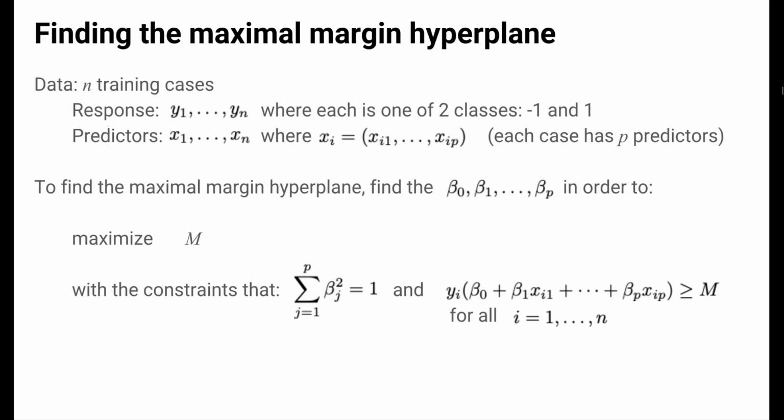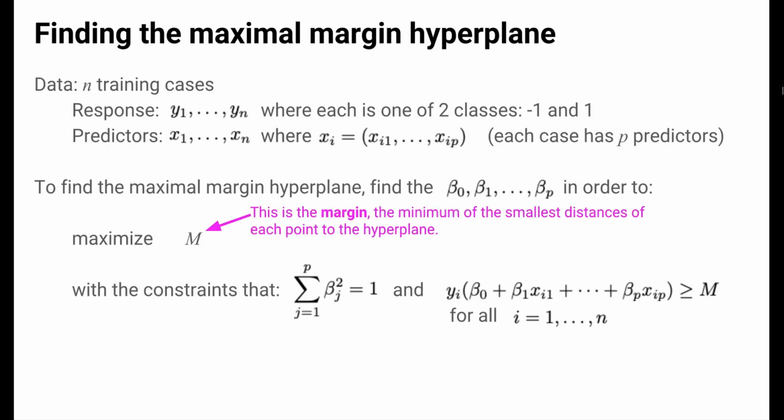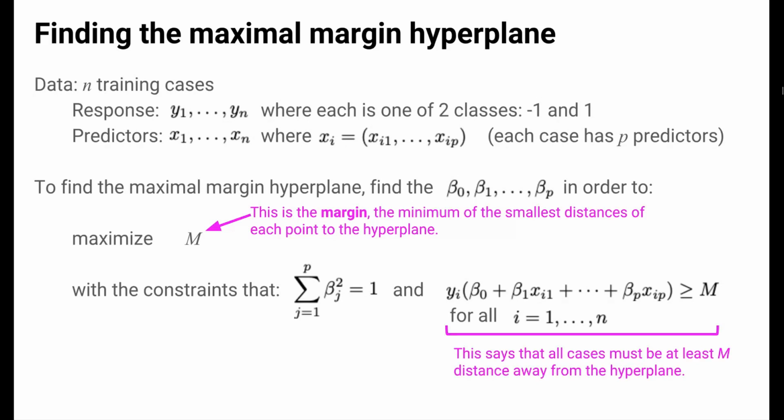So the solution to finding a maximal margin hyperplane is the optimization problem shown at the bottom. We want to find the values of beta 0, beta 1, all the way up through beta p in order to solve the optimization problem at the bottom. So this maximize m, this m is the margin. It's the minimum of those smallest distances of each point to the hyperplane. This latter constraint says that all cases must be at least m distance away from the hyperplane.